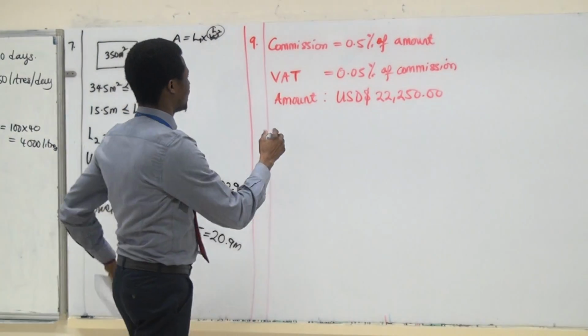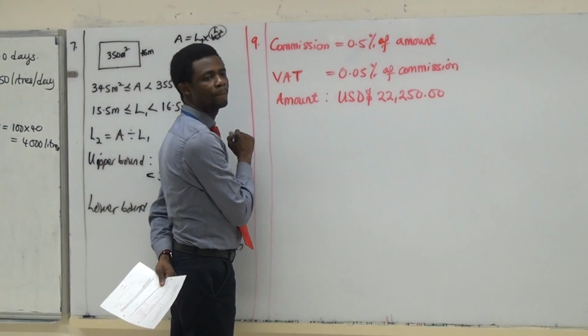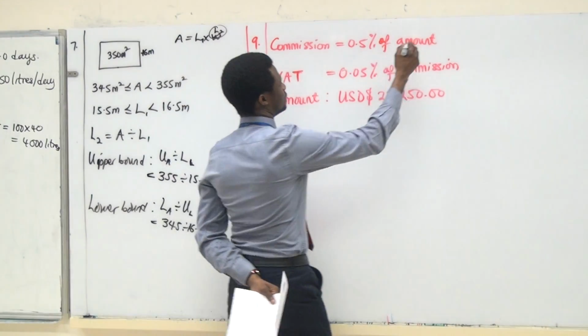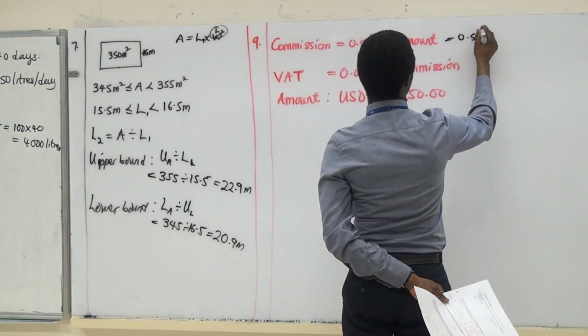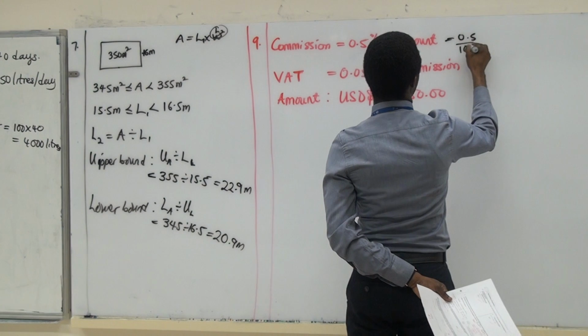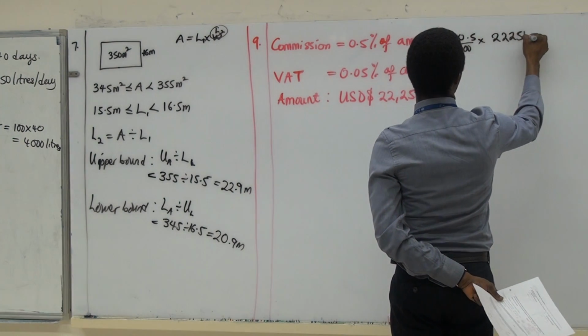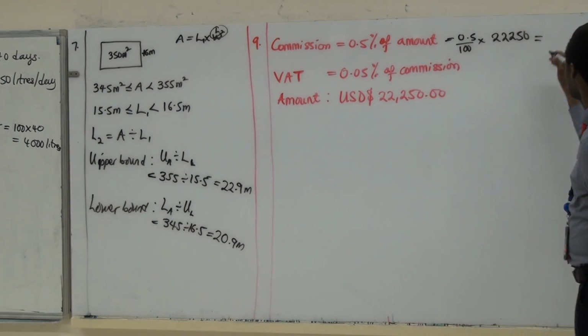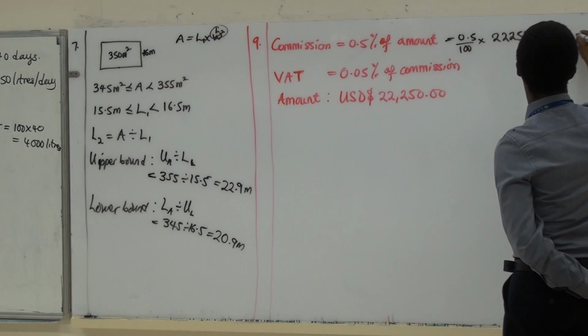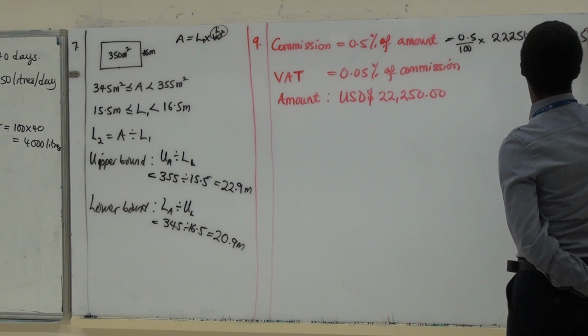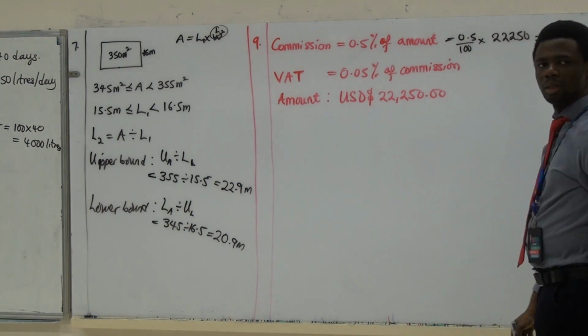Okay. So what do we do first? Anyone? Calculate the commission. So 0.5%, that's 0.5 divided by 100, right? Of the amount, which is 22,250. So how much is the commission? 111.25?